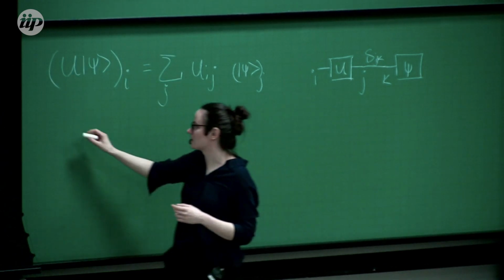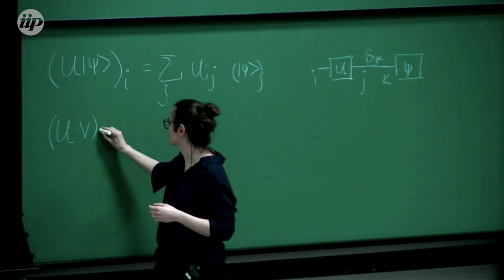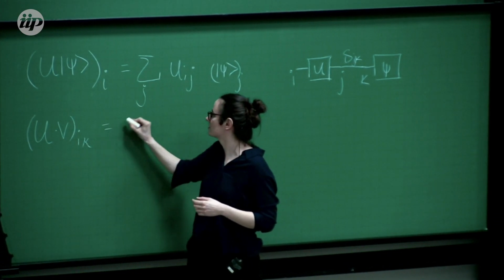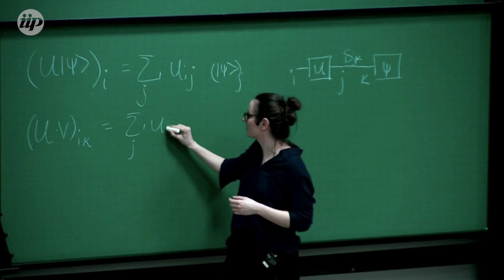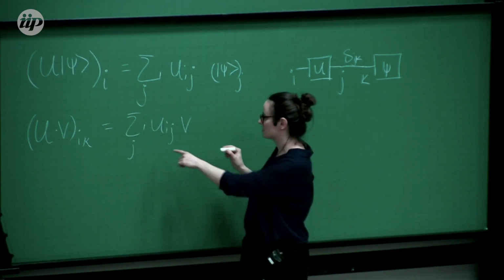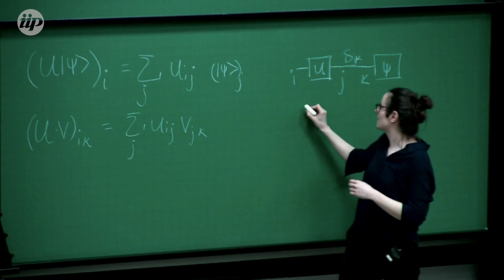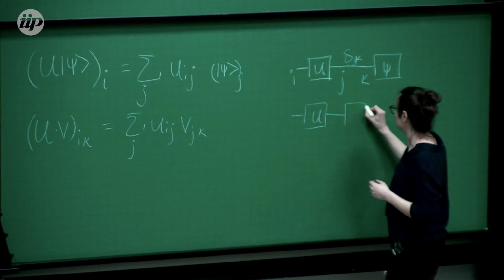And for 2 operators, so if we have now 2 operators, it's the same, just with more indices to sum over. So we would have Uij and then Vjk. And in our diagrams, this would look like this.